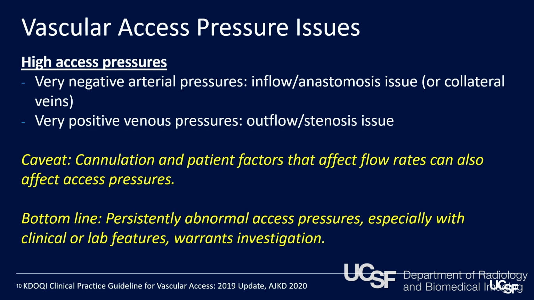How do we use these pressures? Well, high access pressures might be a sign of a problem intrinsic to the graft or fistula itself. Now, when we say high access pressures, what we really mean is very negative arterial pressures or very positive venous pressures, but we usually just say high access pressures, okay? And a very negative arterial pressure might be a sign of an inflow issue, like an anastomosis issue, or collateral veins that are preventing one large vein from developing properly for the outflow, okay? And then a very positive venous pressure can be a sign of stenosis downstream, okay?